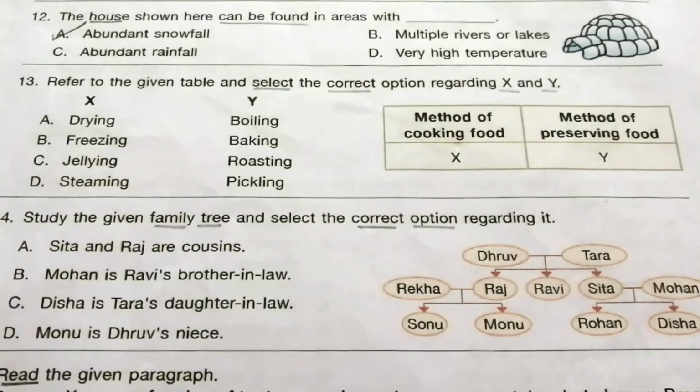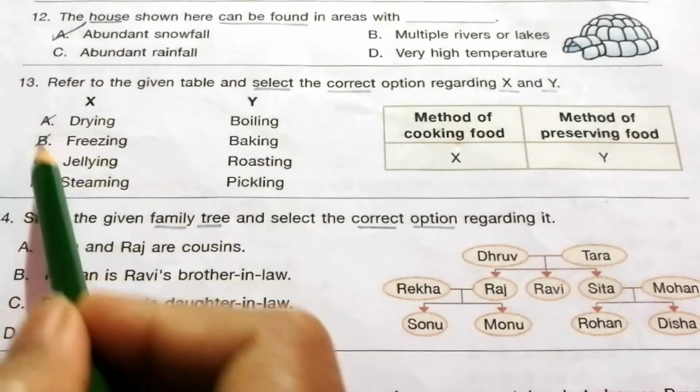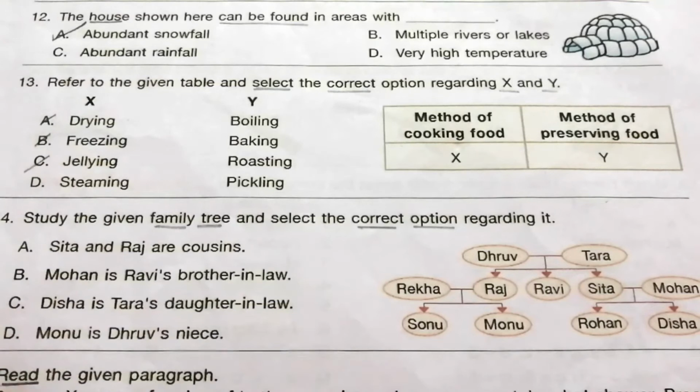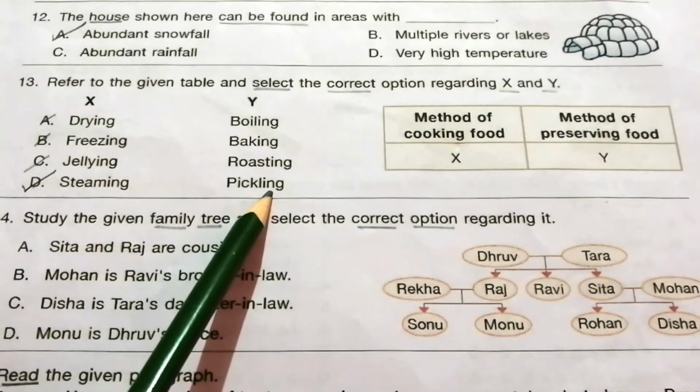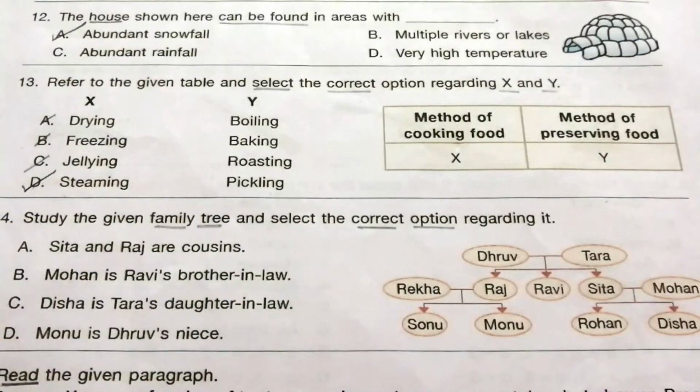So to find the answer, first I am going to check X. X is method of cooking food. Drying, wrong. Freezing, wrong. Gelling, wrong. Steaming is correct. And here drying, freezing and gelling are food preserving techniques. So our answer is D. And for Y, pickling. Pickling is a food preserving technique. So D is the correct answer.